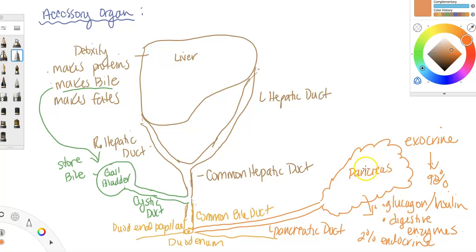Okay, but most of the cells in the pancreas are making digestive enzymes, and those enzymes run down the pancreatic duct and get dumped into the duodenum for chemically breaking down foods to get them ready to be absorbed. Okay, so that's basically the general anatomy of the digestive system. So now we'll look a little bit closer at some specific areas.